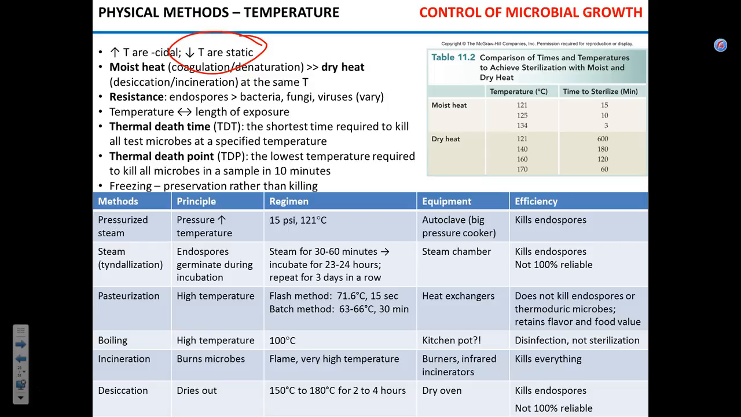Second, moist heat is more effective than dry heat. Okay? So this table gives you an excellent comparison. To sterilize using moist heat at a temperature of 121 Celsius, you need 15 minutes. Dry heat achieves the same goal in 10 hours. Quite a difference, right? Resistance: endospores are more resistant than pretty much everything else, okay?